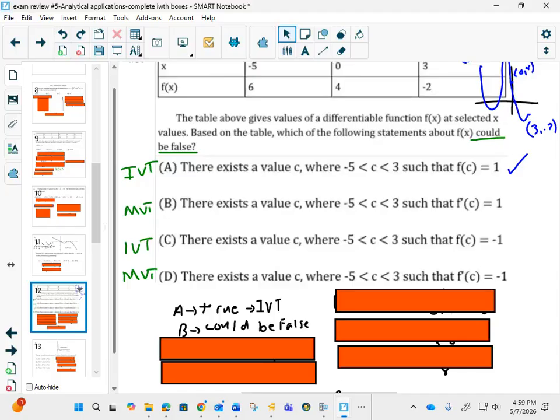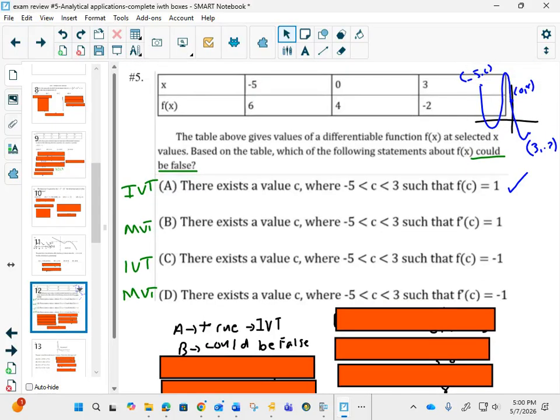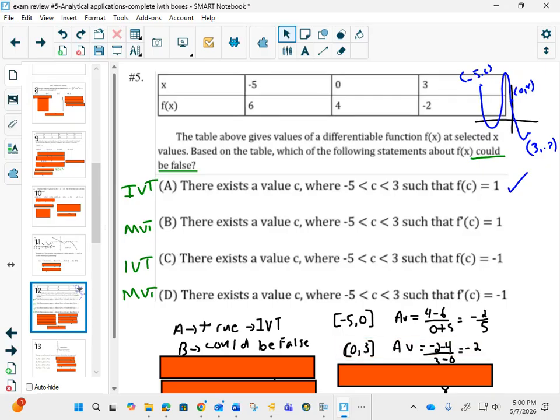Well, in order to check the mean value theorem, you actually have to figure out the average slopes in both of those sections and the whole section. 3 of them to check. So this first section has negative 2/5. From 0 to 3, that section has an average rate of change of negative 2, and over the whole thing has an average change of negative 1.